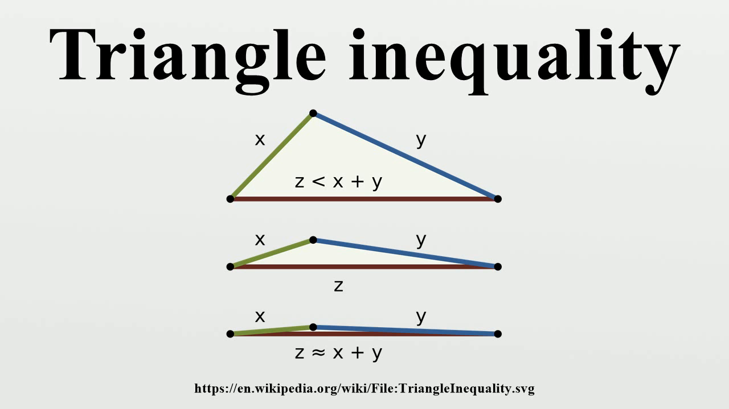Generalization of the inequality to any polygon. The triangle inequality can be extended by mathematical induction to arbitrary polygonal paths, showing that the total length of such a path is no less than the length of the straight line between its endpoints. Consequently, the length of any polygon side is always less than the sum of the other polygon side lengths.